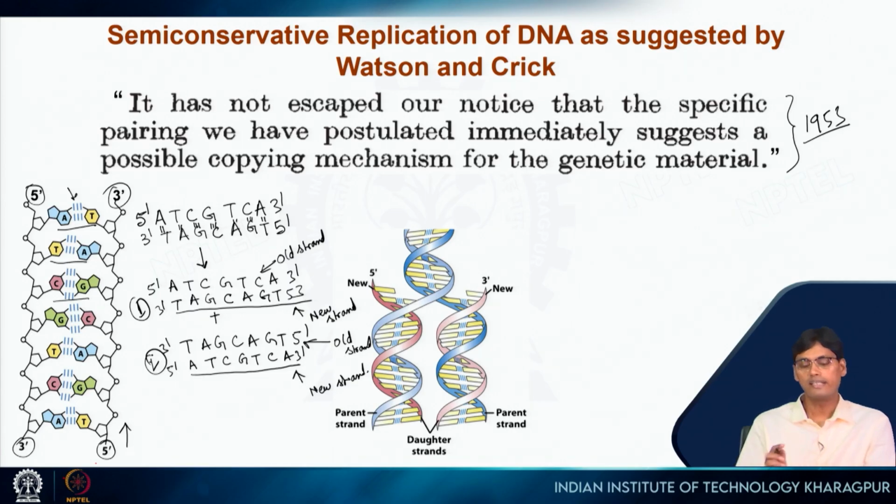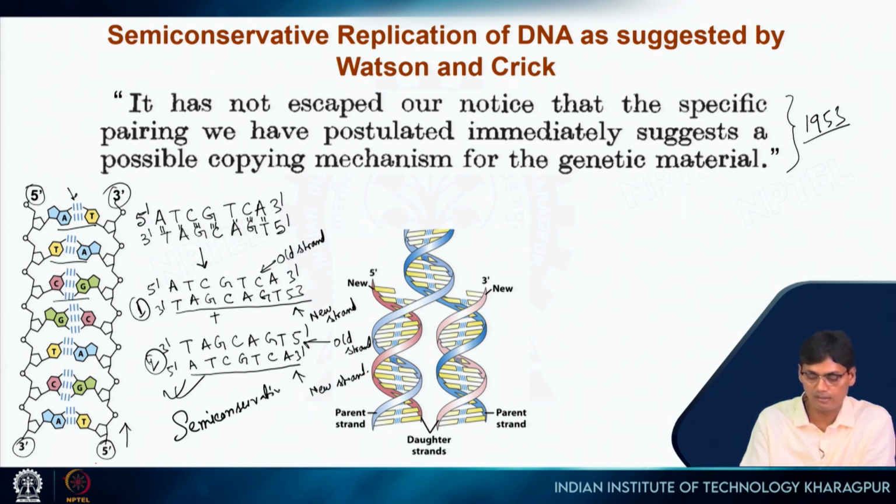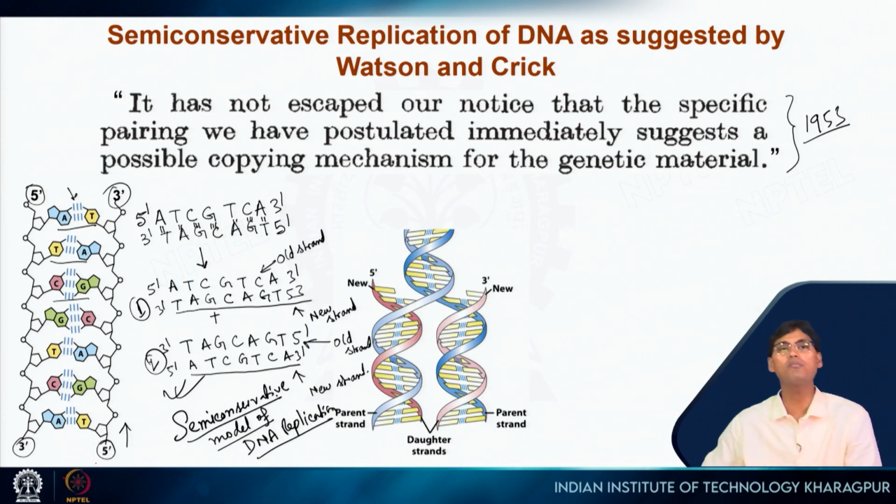So, here in this DNA molecule, for example, 50% of the DNA is conserved, 50% old and 50% new. So, that is why this model is called the semi-conservative model of DNA replication. So, this is the semi-conservative model of DNA replication.